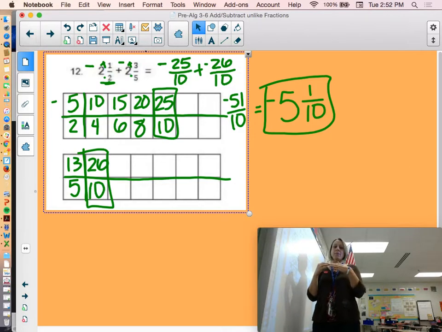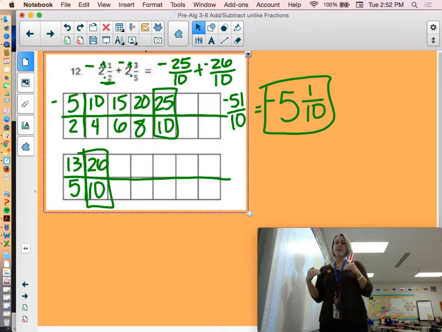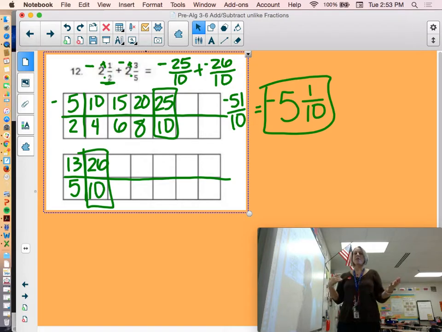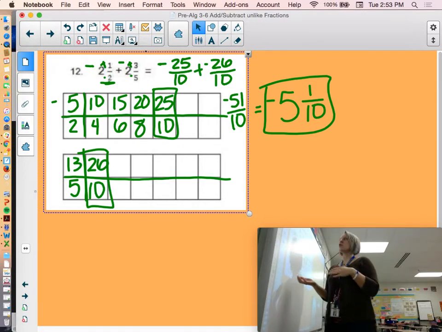So do you see the steps? Change to improper, then get a common denominator, then add the numerators or subtract depending on the problem, keep the denominator the same, and then simplify. Go back and check your sign.